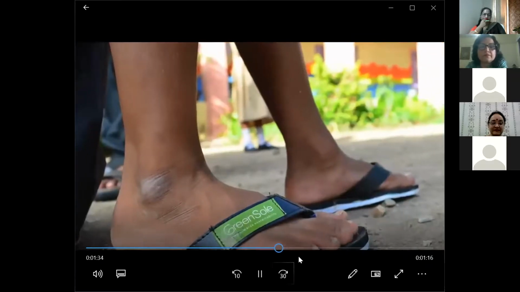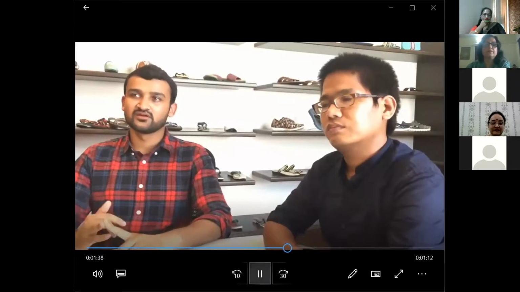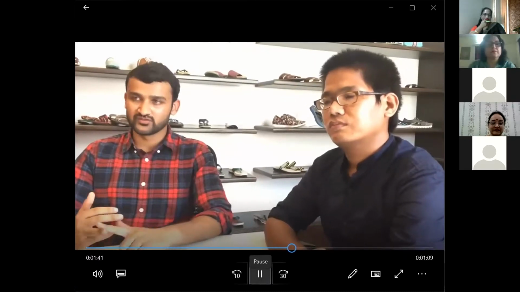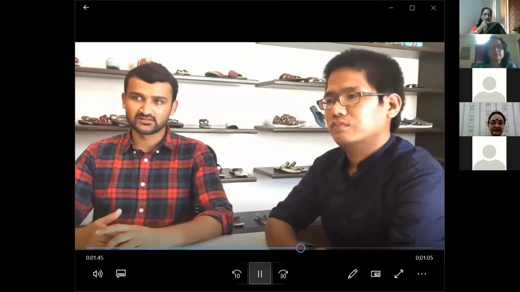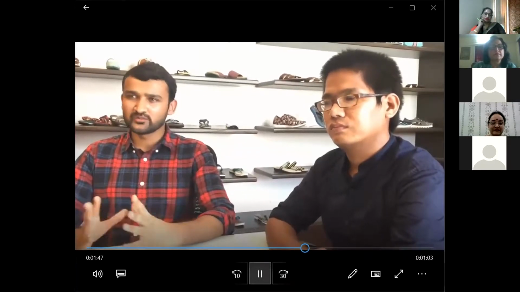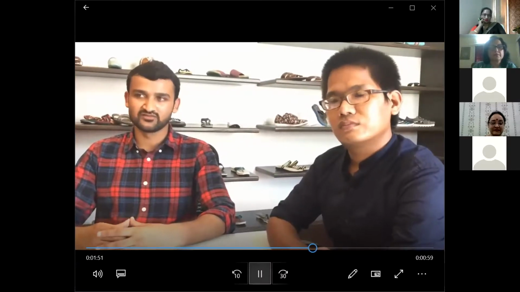So overall, Greensole has a lot of benefits in terms of protecting the environment, and doing social good by donating a pair to a child in need, in terms of education, overall hygiene, and health. And in terms of carbon emissions, roughly 3.5 lakh pounds of carbon emissions have been saved.